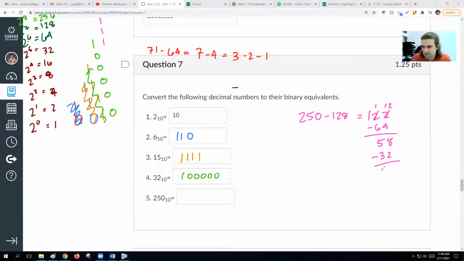Okay, so we can give them a 32. That's 26 left over. Okay, can I give them a 16? We sure can. So 16, subtract, that's 10 left over. All right, can we give them an 8? We sure can. Subtract 8, that's a 2 left over. Can't give them a 4. We can give them a 2, and can't give them a 1. So it would be 5 ones, 0, 1, 0.